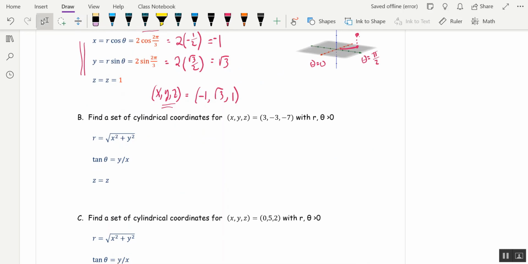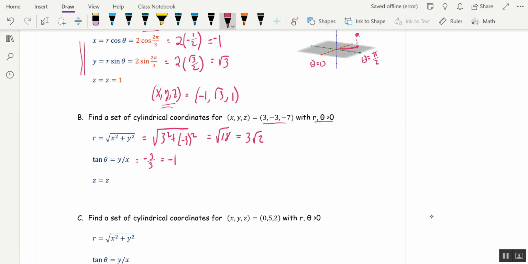We want cylindrical coordinates for this point here, and we want r and theta to be positive. So let's start with r. R is the square root of x squared plus y squared. So that's the square root of 3 squared plus negative 3 squared, which is square root of 18, which is 3 root 2. Tangent theta is y over x. So that's negative 3 over 3, which is negative 1.